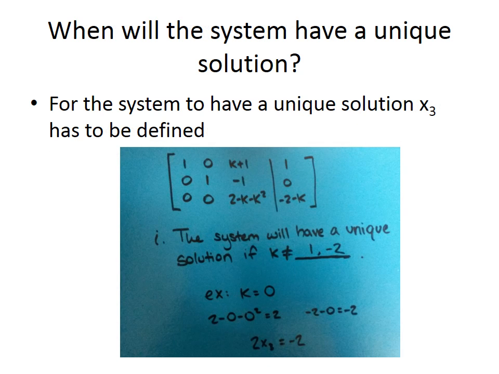The system will have a unique solution when x3, which is the variable for the third column of the matrix, is defined. So x3 will be defined when k is not equal to 1 or -2.